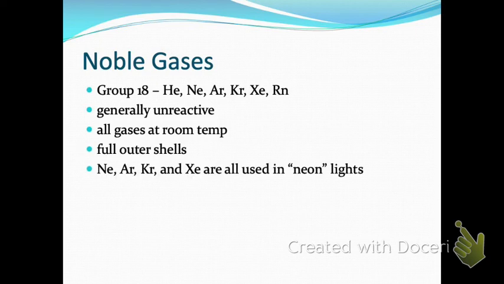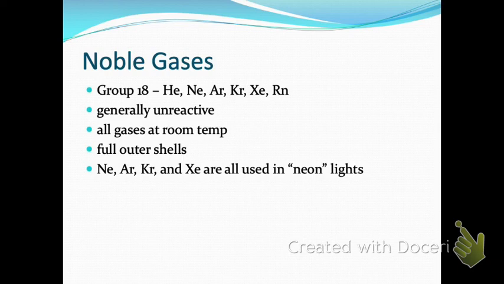They have full outer shells, and actually almost all of these gases are used in what we call neon lights, right? We call them neon lights, but in reality, neon lights are made up of a mixture of those gases because each one emits a different color of light. And so the mixture of those gases gets us to different colors of neon lights. All right, does that kind of make sense? So they all emit a different color, and a mixture of those gives the color that they want in neon lights.